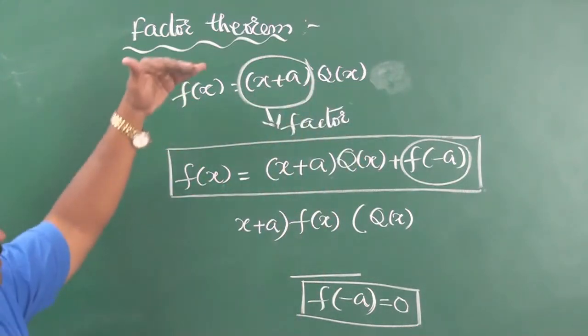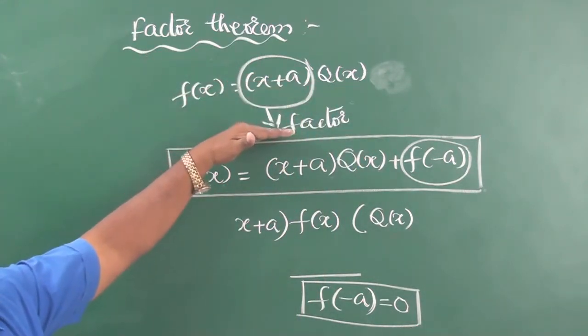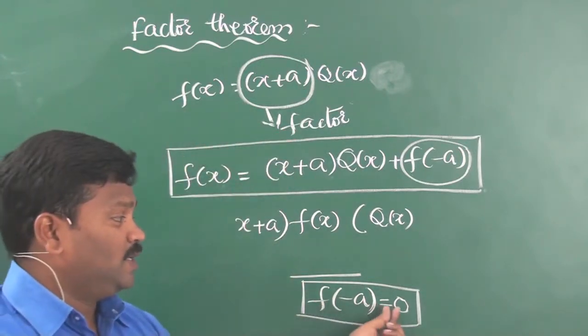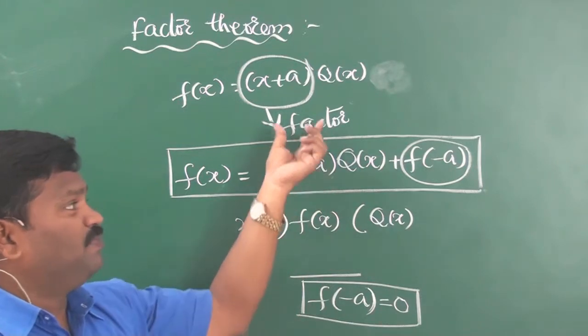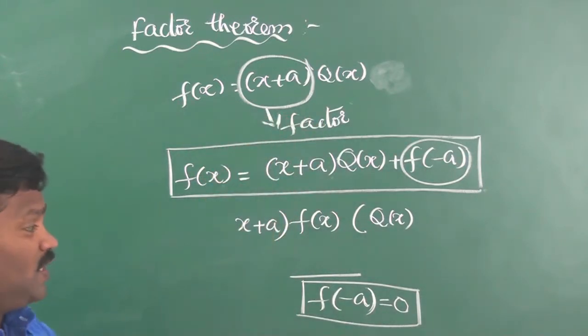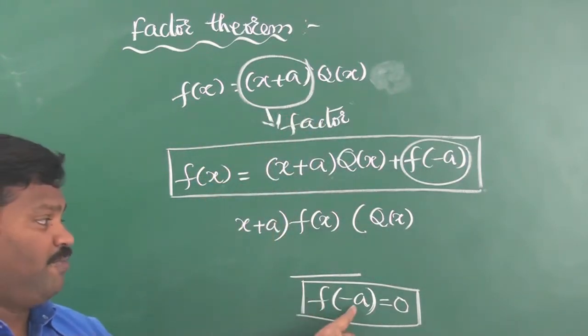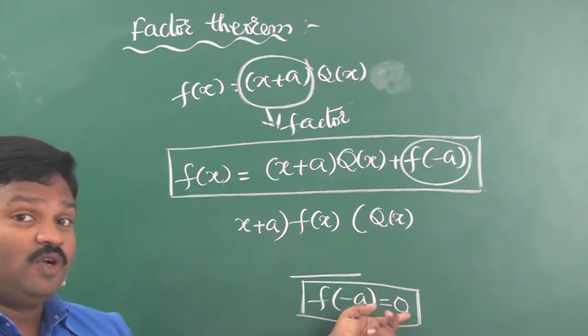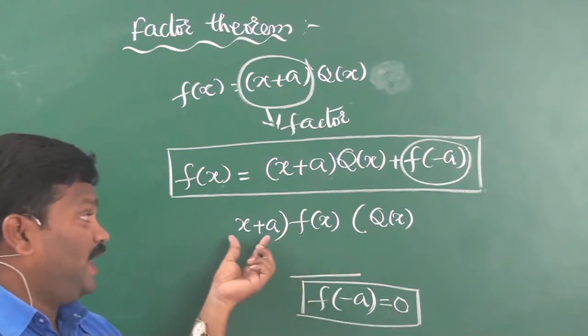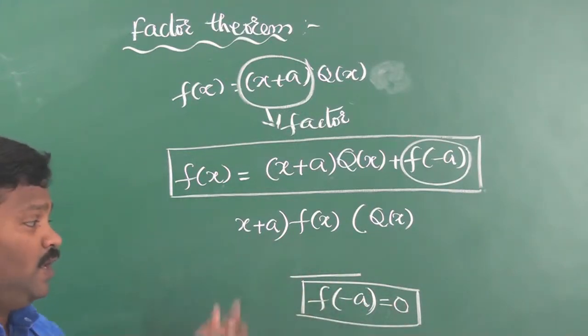A divisor becomes a factor when the remainder is 0. If the remainder becomes 0, then the divisor becomes a factor. What is the remainder here? f of minus a equal to 0. If f of minus a equal to 0, then x plus a is a factor.